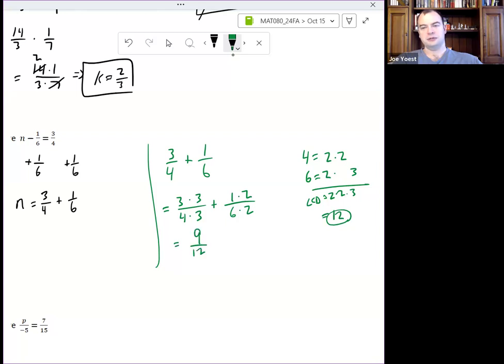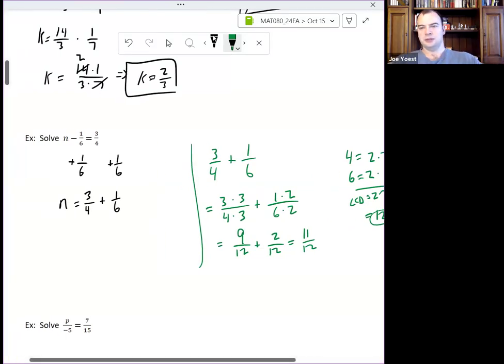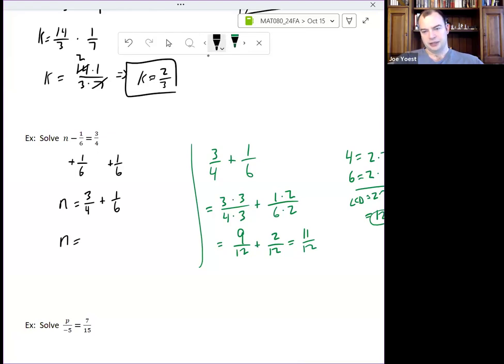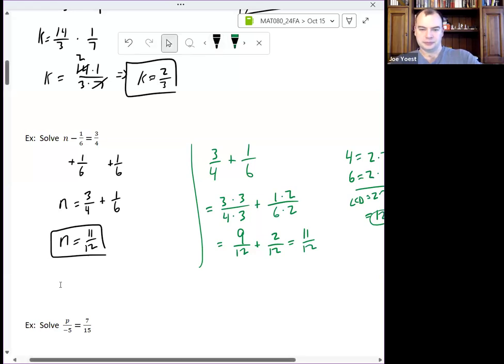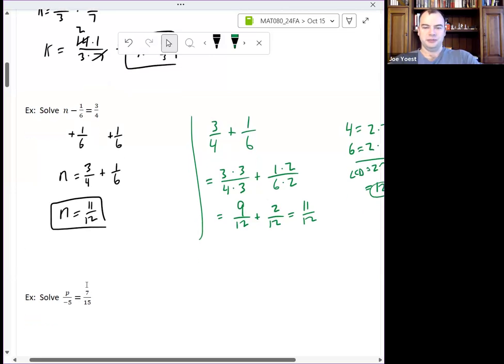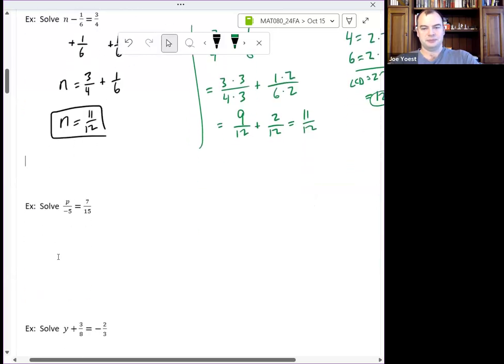3 times 3 is 9/12, plus 2 times 1 is 2/12. And this gives me 11/12. So all in all, I have that n equals 11/12 is the answer. And again, that's a proper fraction. So it stays in that form no matter what. Right. The overall strategy doesn't change. It's just the details of simplifying and so on that look a little different.